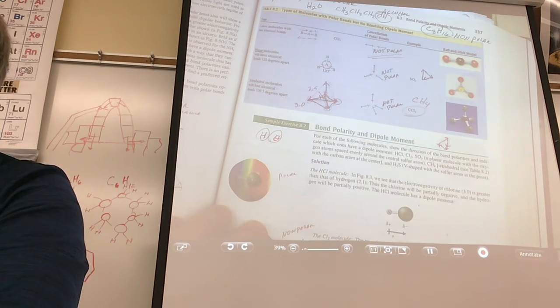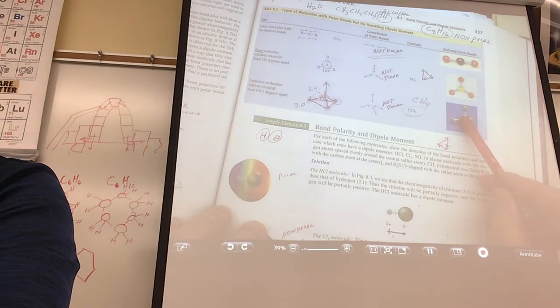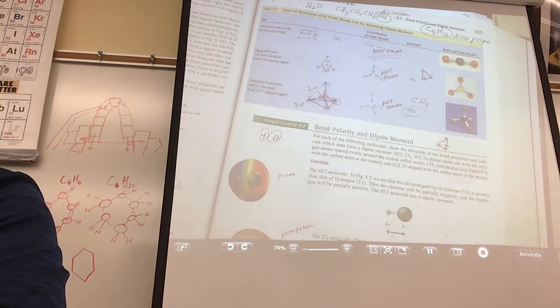A tetrahedron would have something like, here's carbon. See carbon right there in the middle? And here's hydrogen, hydrogen, hydrogen, hydrogen. This is methane gas. What would you predict there? Polar or non-polar?